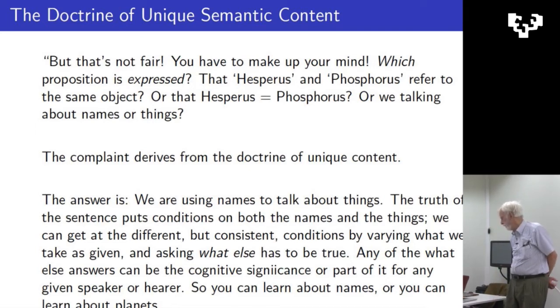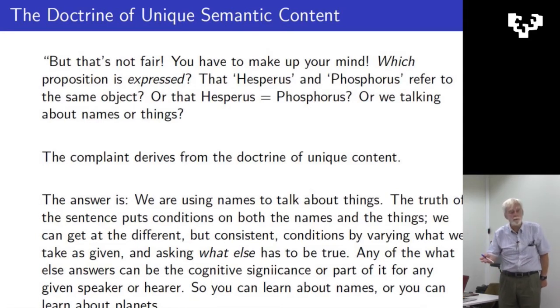So the complaint derives from this; the answer is we're using the names to talk about things. That's what we're doing, perfectly clear. The truth is the sentence puts conditions on both names and the things. We can get at different but consistent conditions by varying what we take as given and what else has to be true. So I say, well, given that that's a sentence in Frege's Begriffsschrift, what else has to be the case for it to be true? Well, the predicate sign has to stand for something, and the name has to stand for something, and the other name has to stand for something, so that what the name stands for has the relation the predicate stands for to what the other name stands for. That's what else has to be true.